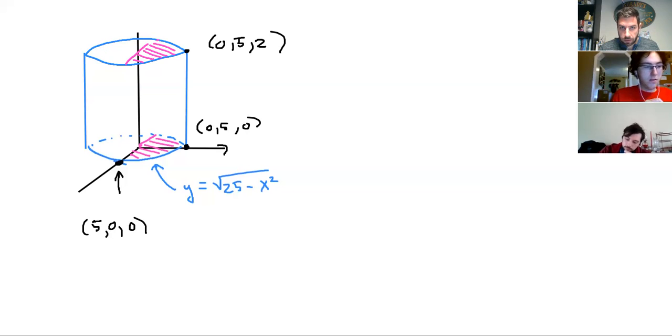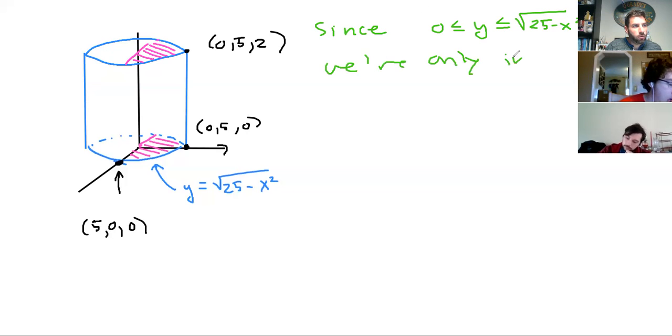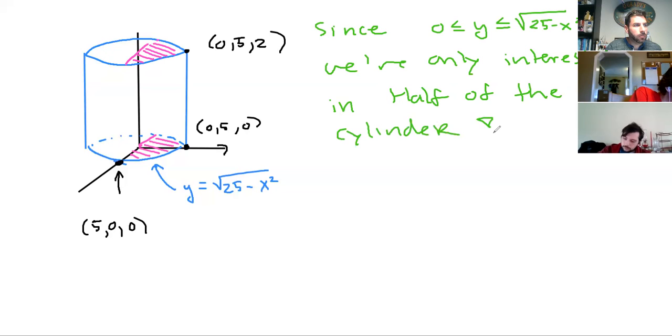So what you need to understand, and this is maybe not so clear, is the following. Since 0 is less than y is less than this, we're only interested in half of the cylinder. I'm only interested in the portion where y is positive. That's it. So if I draw this down, I'm only interested in this portion of it.